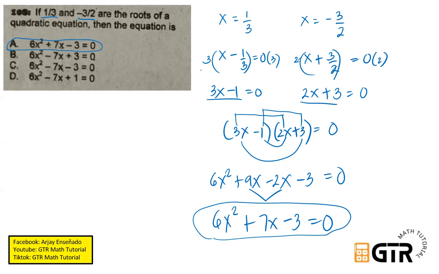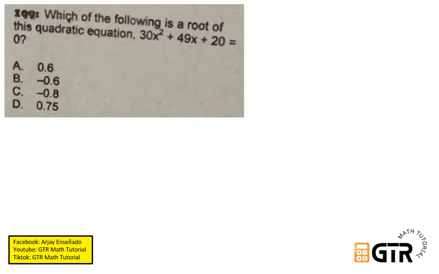Okay, so next number 109. Which of the following is a root of this quadratic equation? 30x squared plus 49x plus 20 equals 0. So pwede tayong mag-quadratic formula ulit dito dahil yung mga choices natin ay decimal, no? Pero decimal pala to na terminating. So pwede rin sigurado, pwede rin dito ang factoring. Pero dahil malalaking number, mas maganda dyan, ang gagamitin na lang natin ay quadratic formula. Ika-calculator na lang natin. Mahirap na tong i-factoring dahil sa laki nga ng mga number natin.